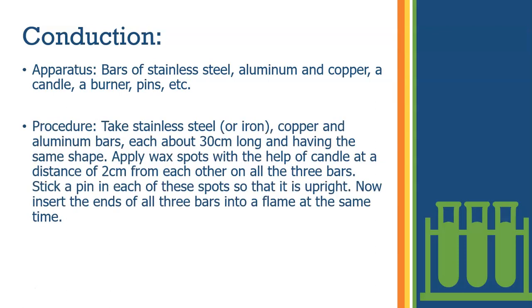Now what exactly are we supposed to do? Take stainless steel or iron, copper and aluminium bars, each about 30 centimeters long and having the same shape. Apply wax spots with the help of candle at a distance of 2 centimeters from each other on all three bars, and stick a pin at each of these spots so that it is upright. Now insert the ends of all three bars into a flame at the same time.